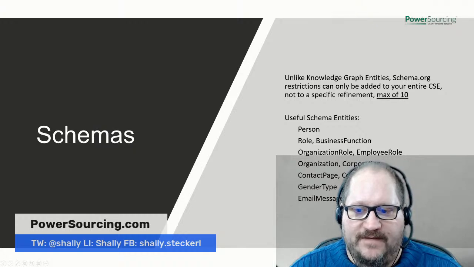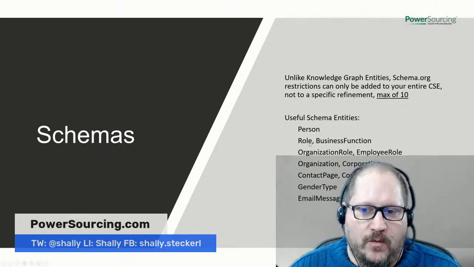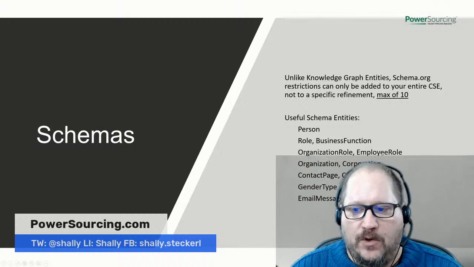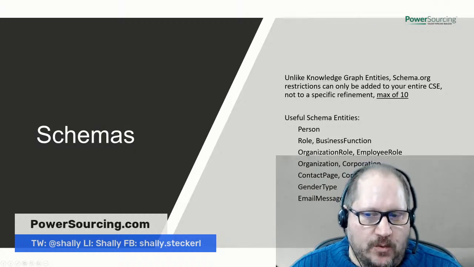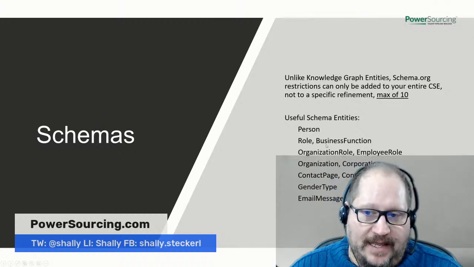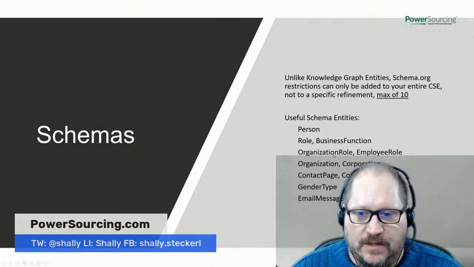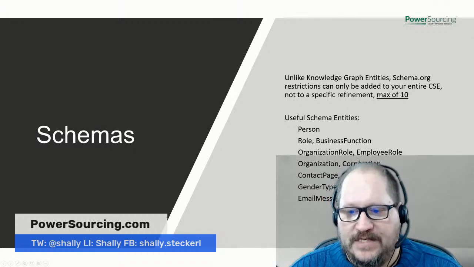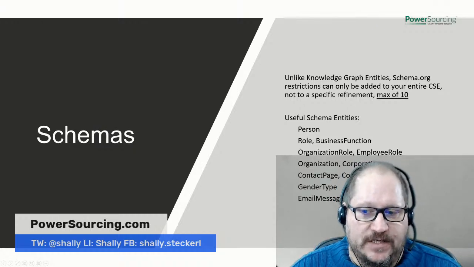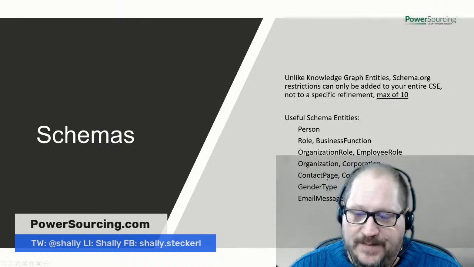And then here's a little list of the useful schemas that I found for you to try. So these are the ones that are in separate rows. There's person, role, and business function, which I found to be very similar. Organization role and employee role, similar to role and business function, but brought other results. So it didn't overlap. There were additional results. Then organization and corp, similar. Contact page and contact point, similar. The difference being one is a person and the other one is a web page, basically.